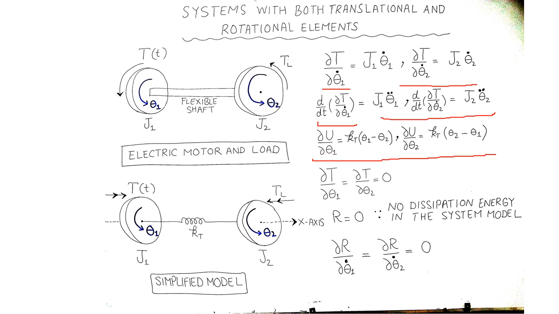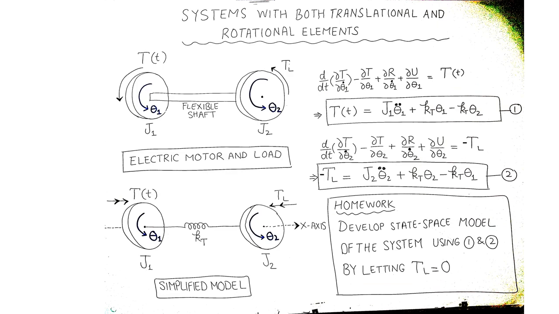Finally, there is no dissipation in the system model, hence there is no dissipation energy. Therefore, R equals 0 and its partial derivatives with reference to theta 1 dot and theta 2 dot are likewise equal to 0. Also, as occurred in many cases, the partial derivative of kinetic energy with respect to theta 1 and theta 2 is also equal to 0. That is, kinetic energy is not a function of angular displacement, it is only a function of angular velocities.